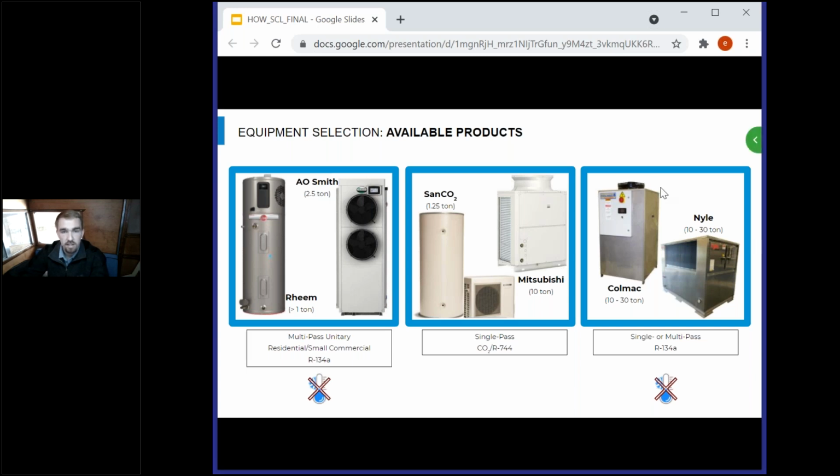And then you'll see Colmac or Nyle heat pumps with R134A. These are still a larger split commercial system designed for the outdoors, but they were originally designed for places like Hawaii, where R134A works really well and really efficiently because it's always warm there. So they still can't handle these cold temperatures. So we have to be creative and either install them in warm places or install them in places like parking garages where it can mediate those lower temperatures.